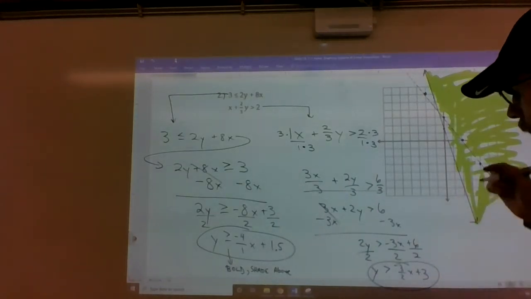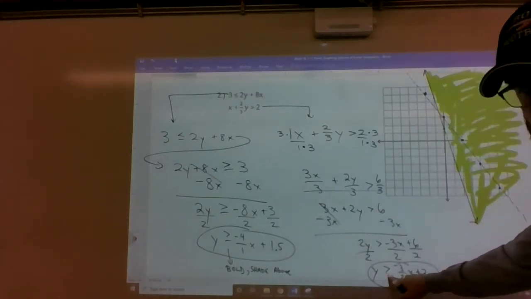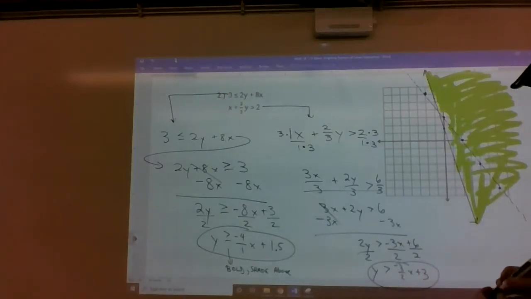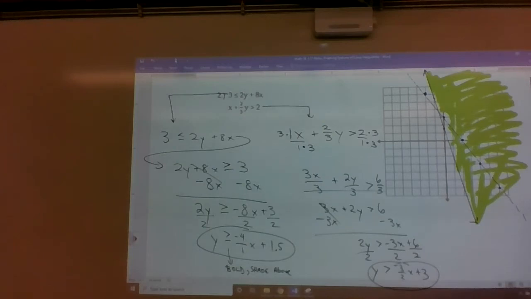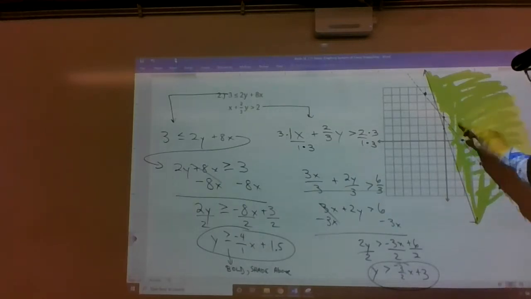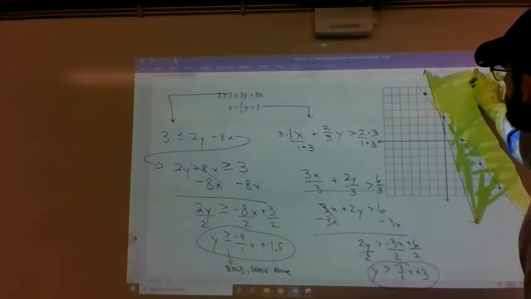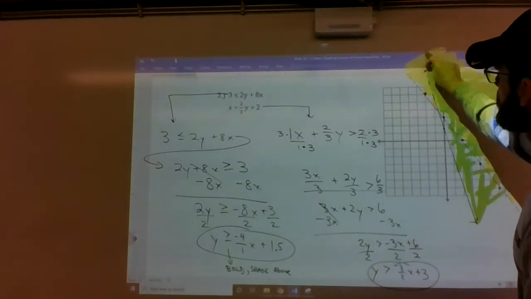So shade above, that's what this means right here. Shade above. So this is the line we just plotted. Shade above, above, above, above. Yeah, and it keeps going.